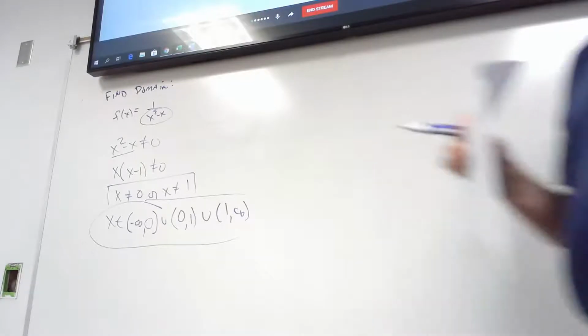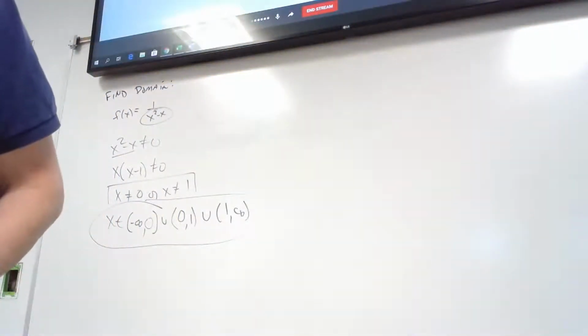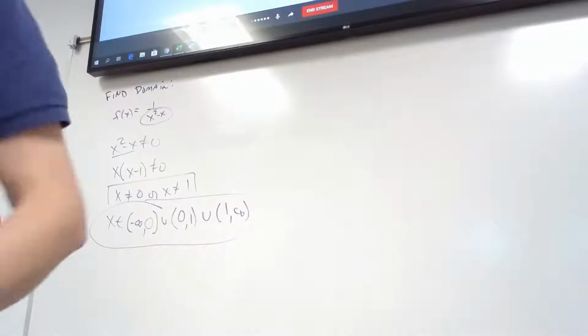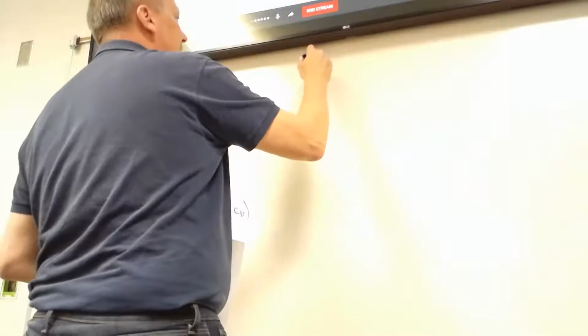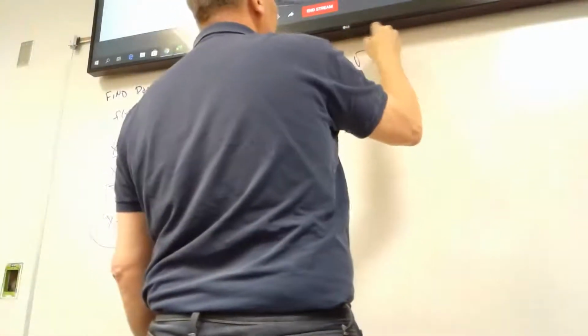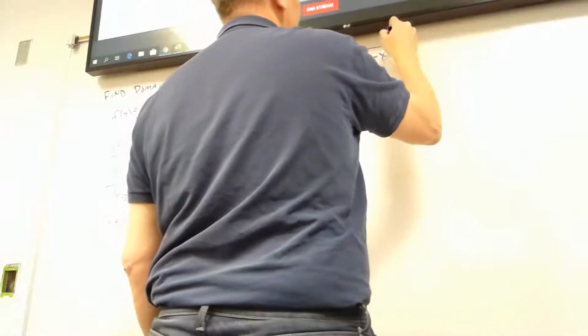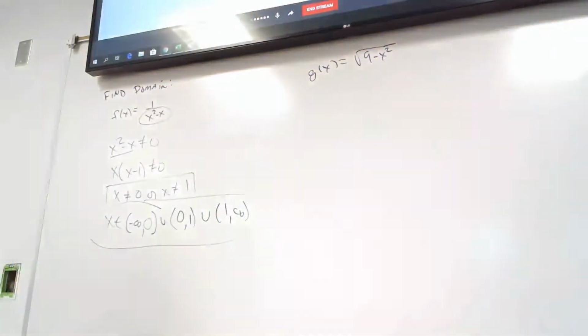Should we do another one just for fun? Yeah. Okay, how about this one? g of x equals the square root of 9 minus x squared. Okay? This is a good one.